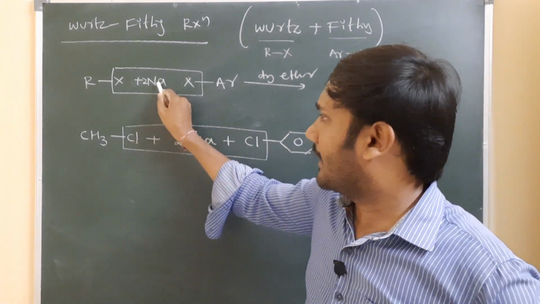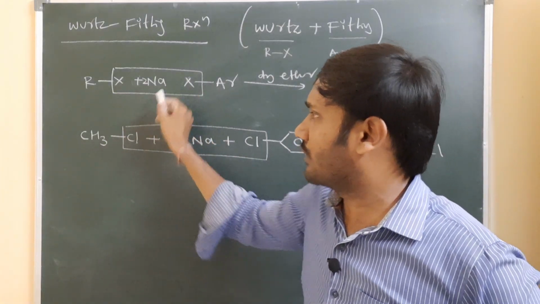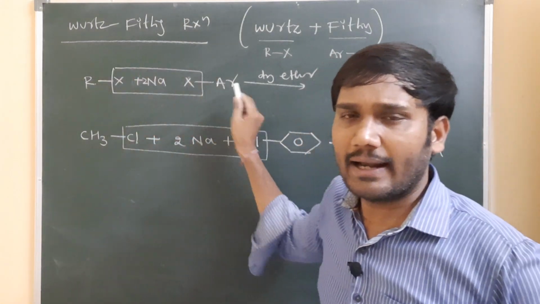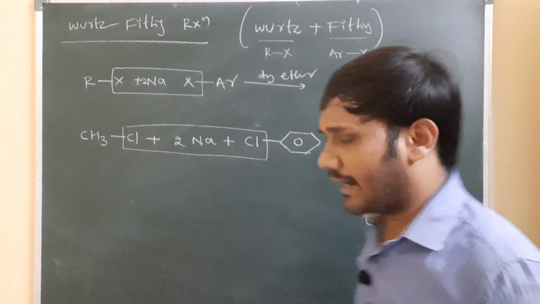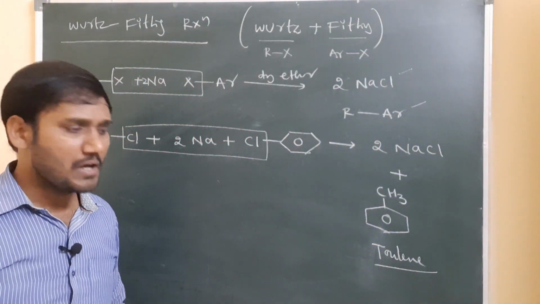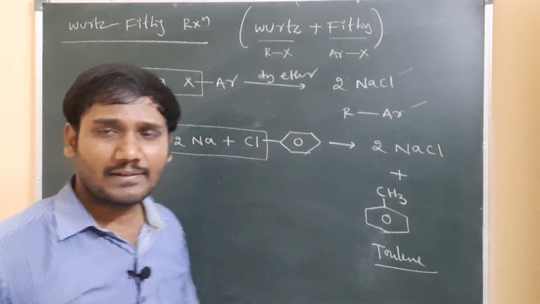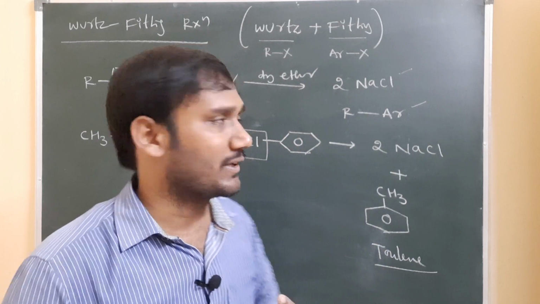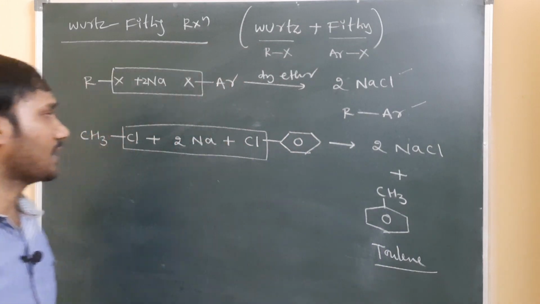When I take sodium metal, it will react with the halogen groups and be converted to sodium halide. The remaining alkyl group and aryl group will be combined and given as the product. So this is the Wurtz-Fittig reaction. What we discussed: the Wurtz reaction is completed, the Frankland reaction is completed, the Fittig reaction is completed, and the Wurtz-Fittig reaction is also completed.